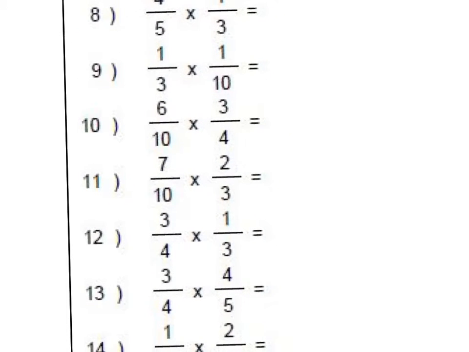Okay, we have, let's do 11. 7 over 10 times 2 over 3. Can we simplify this? 10 and 2. 10 and 2. Brian, do you see that? Yeah. Okay, so what can we do there, Brian, to simplify it? Do it by 5. By 5? Can we do by 5 on the 2? No.